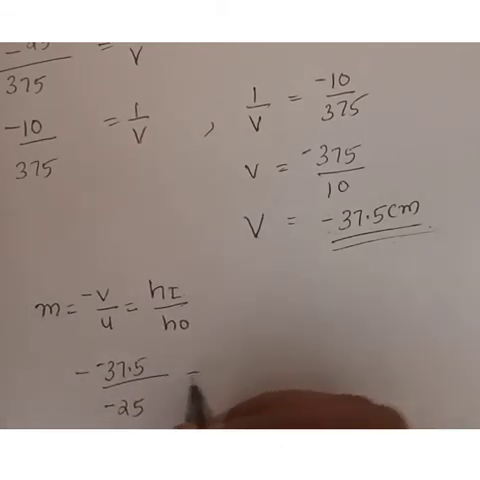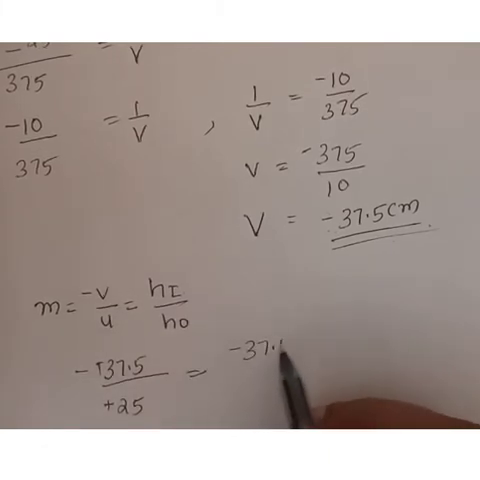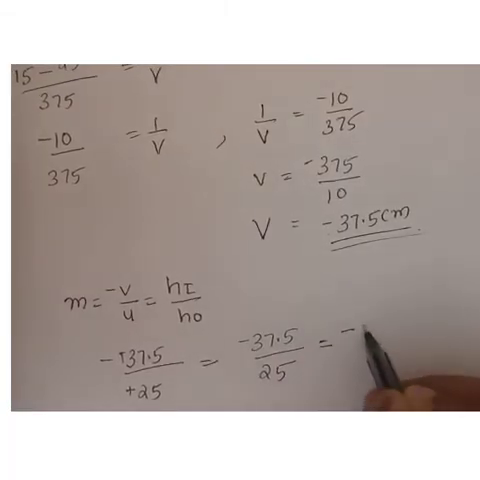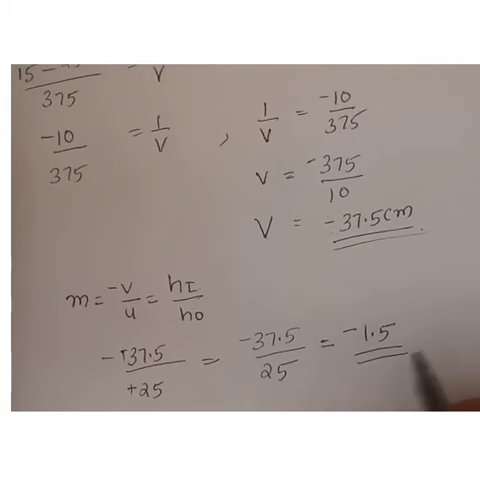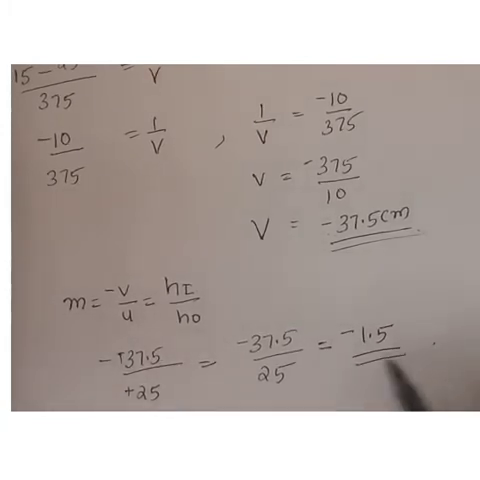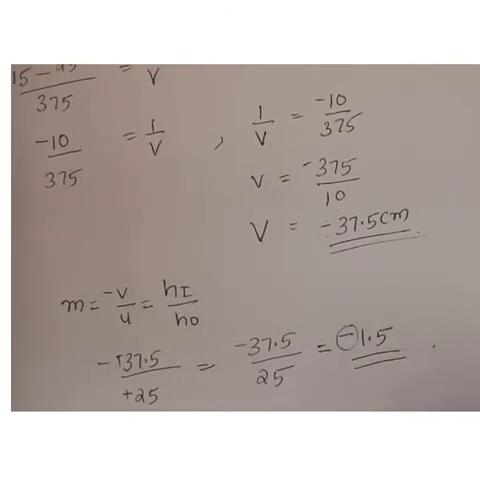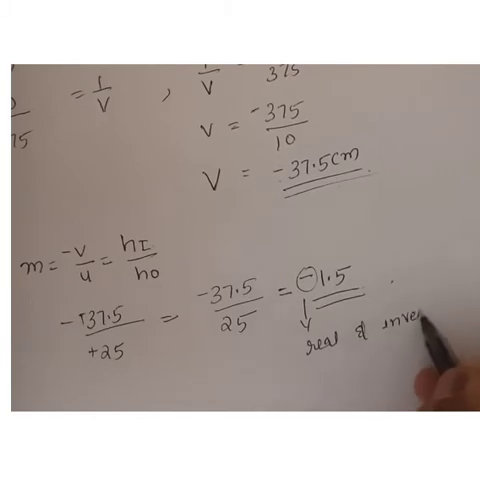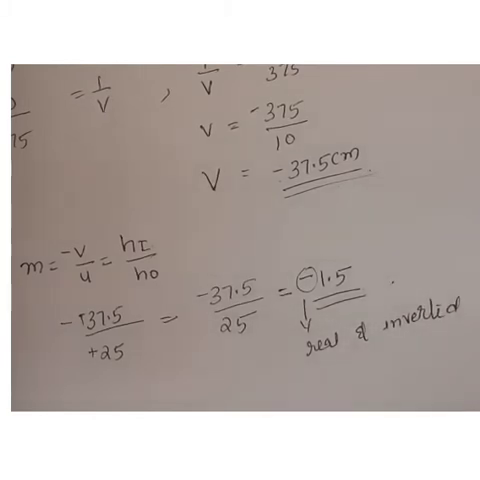So which is equal to what? Minus minus positive. So it is 37.5 divided by 25. So what is the value? This becomes 1.5. Here the magnification has no unit, so you have to write only the numerical value. Okay. So what's the meaning of the sign? The sign means the image is real and inverted. So the nature of the image is real and inverted.